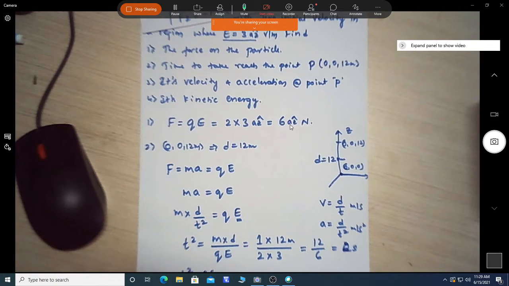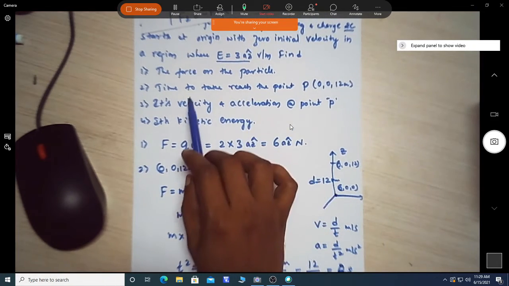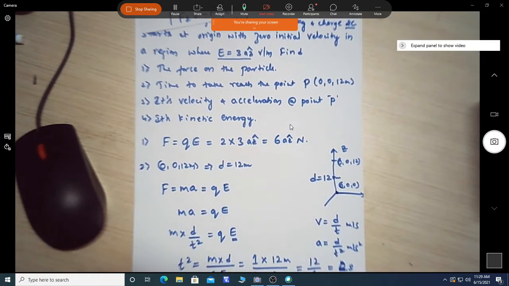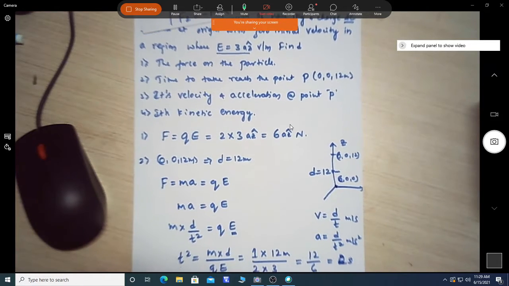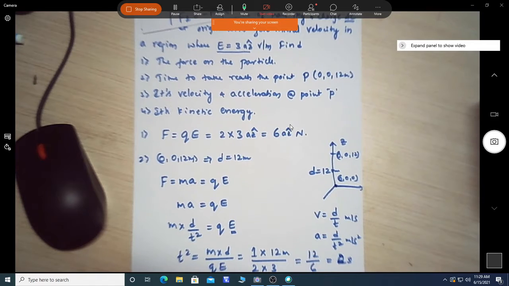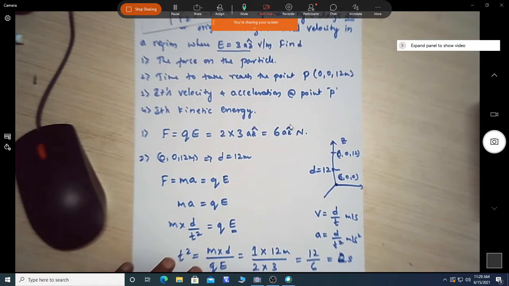Okay, so now once we get the time taken to reach the point, we can find out its velocity and acceleration at point P. So now we have to find out at point P what the velocity and acceleration are, so that we can write velocity v, which is equal to d by t, as we have seen here.